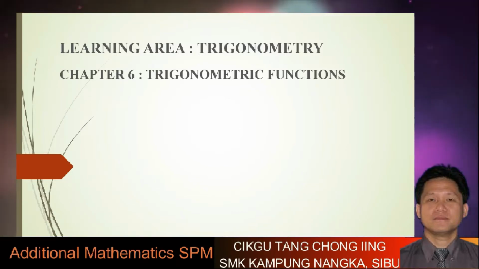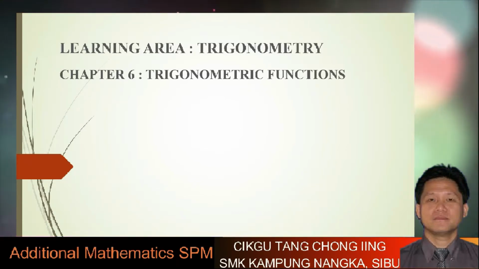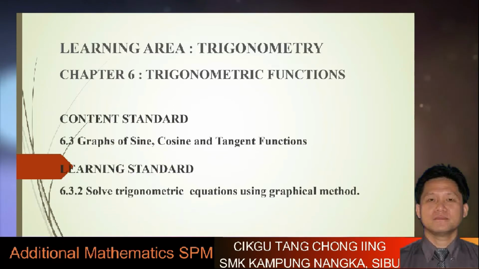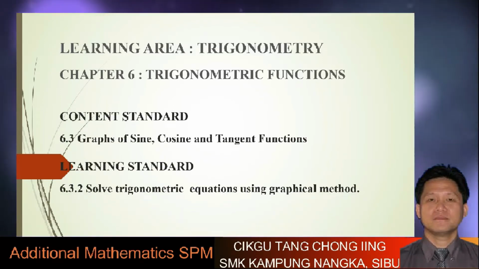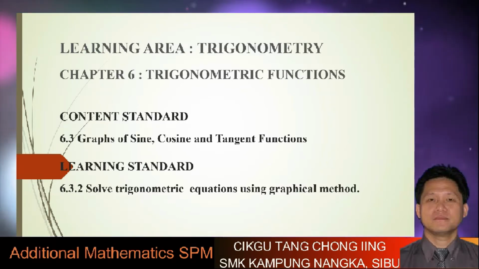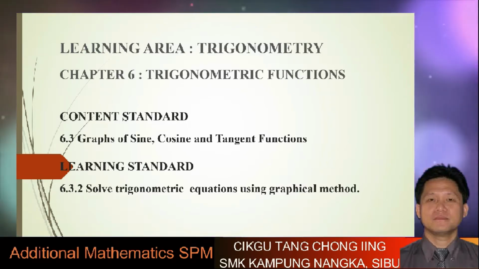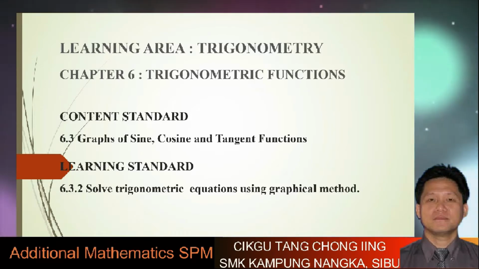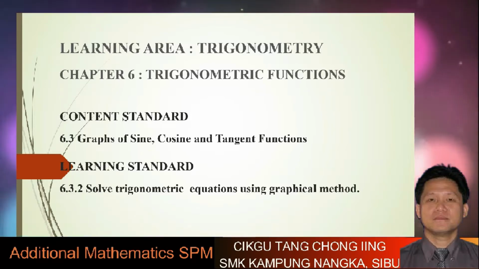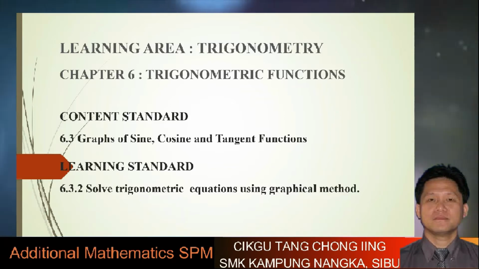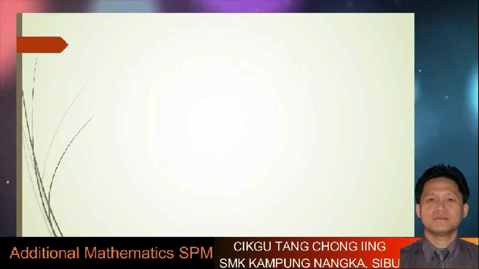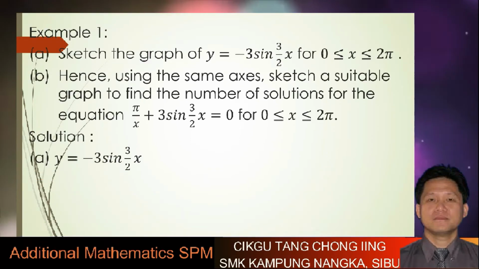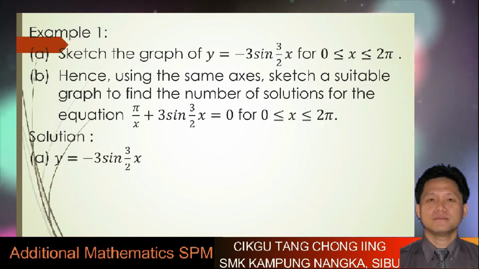Now, let's look at another one. Okay, another one. So this one again contains standard 6.3, graphs of sine, cosine, and tangent functions. Learning standard is 6.3.2. Solve trigonometric equations using graphical method. Alright, see how we can do that. Let's look at this example.